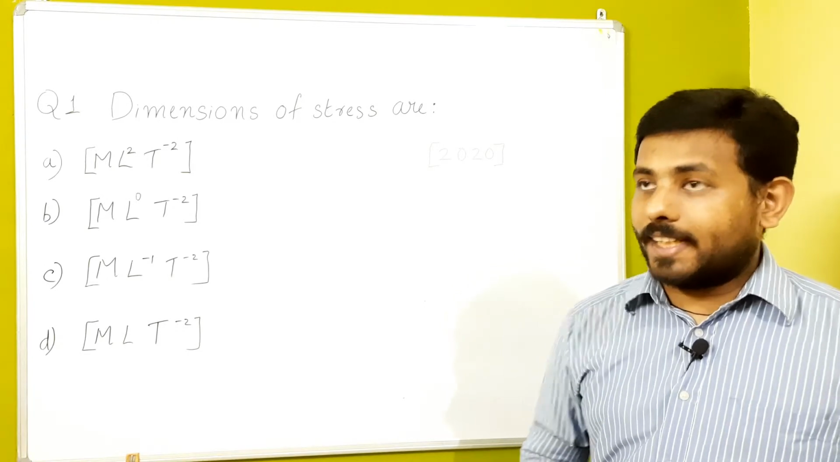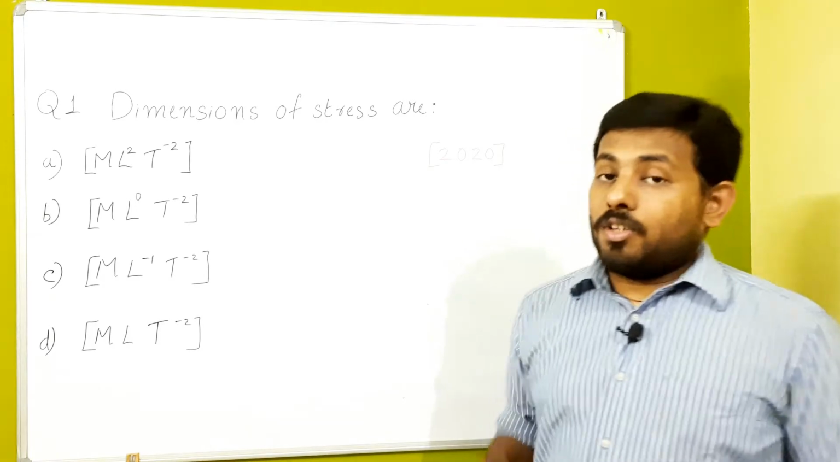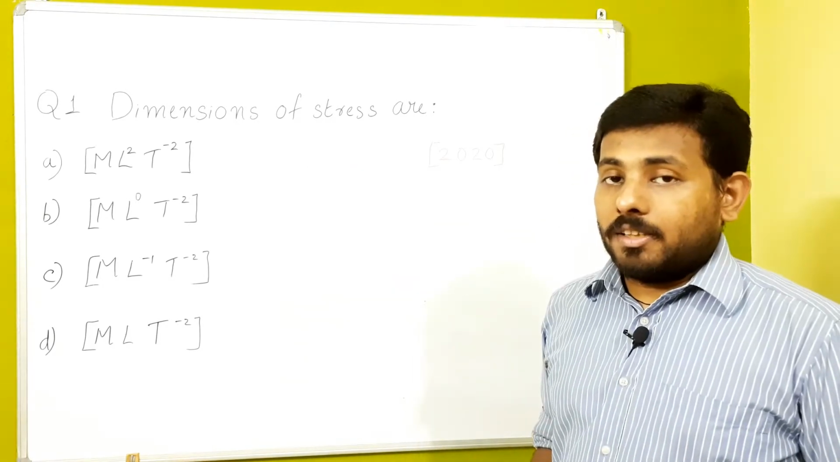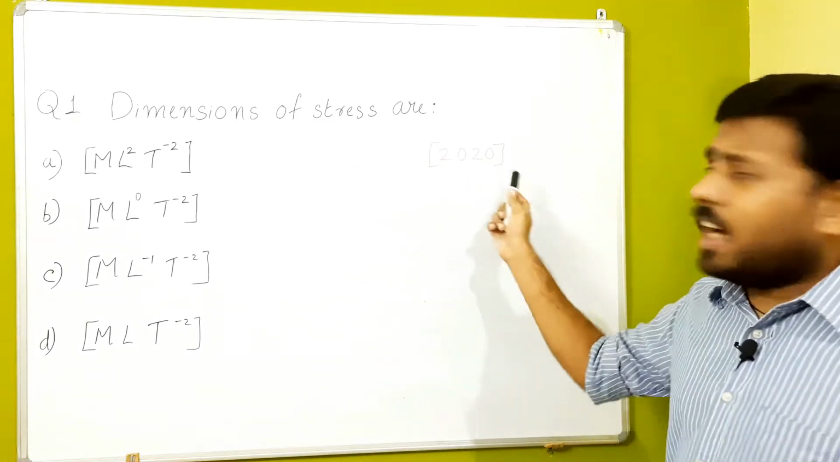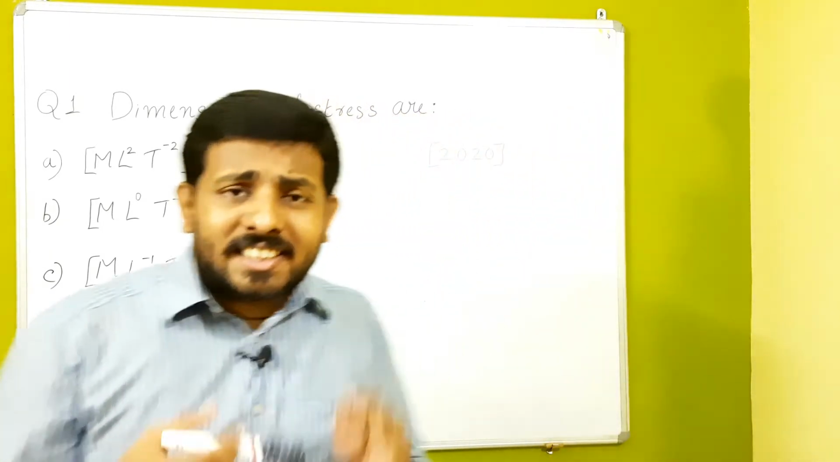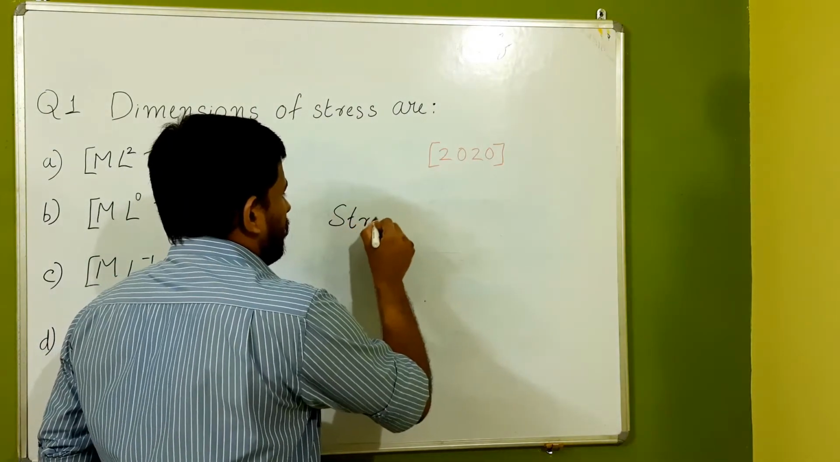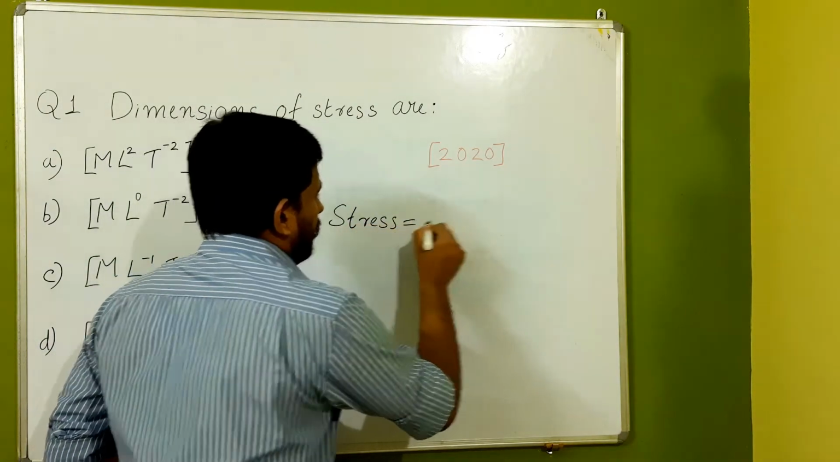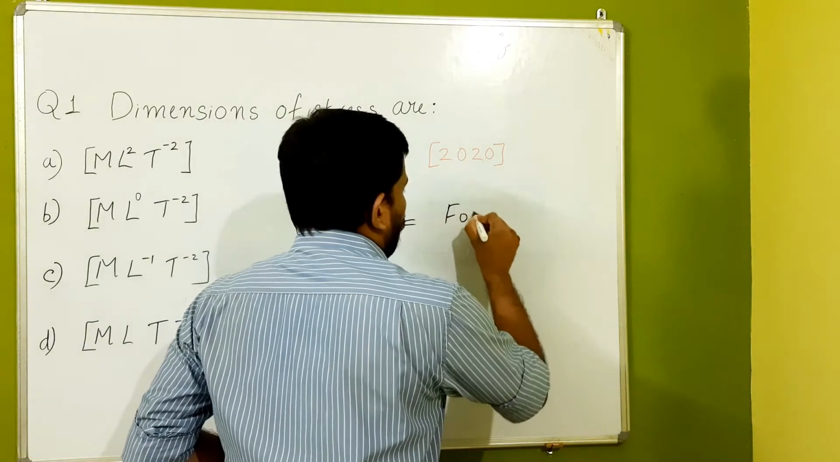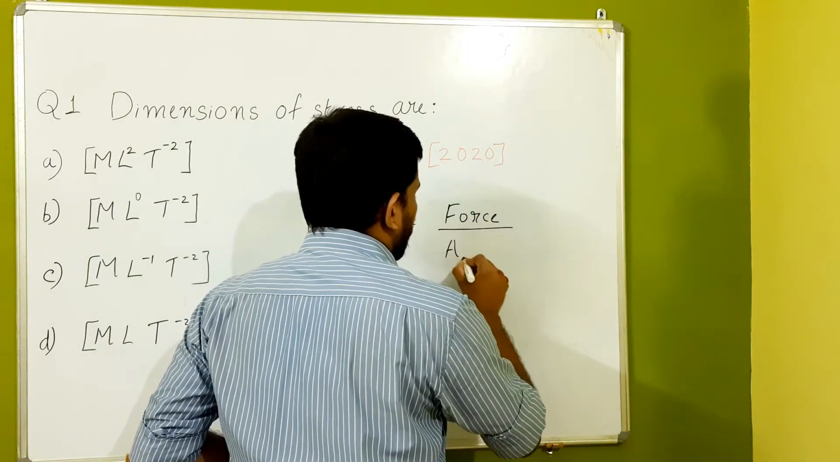So the first question is, dimensions of stress are. Four options are given. This is a question that was asked in 2020. So you know that stress is force by area. Stress is equal to force by area.